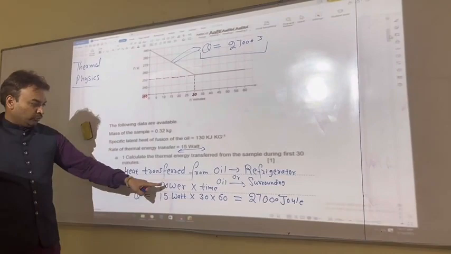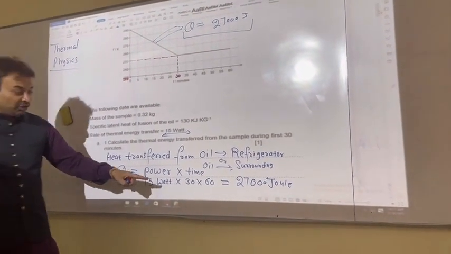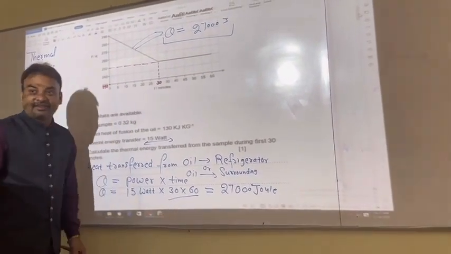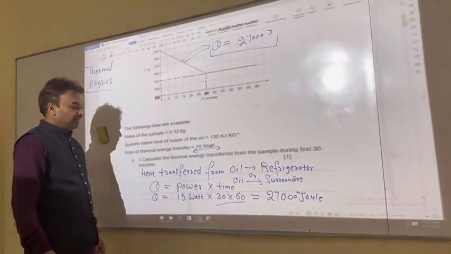So Q is equal to power into time. Power is 15 watt and time is in minute. We have to change minute into seconds so that we can get the energy in joule. Right?